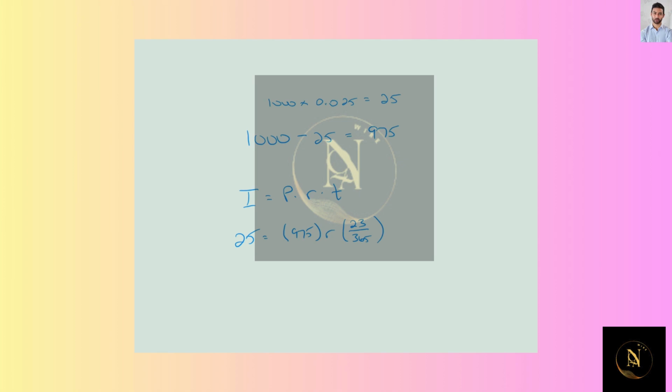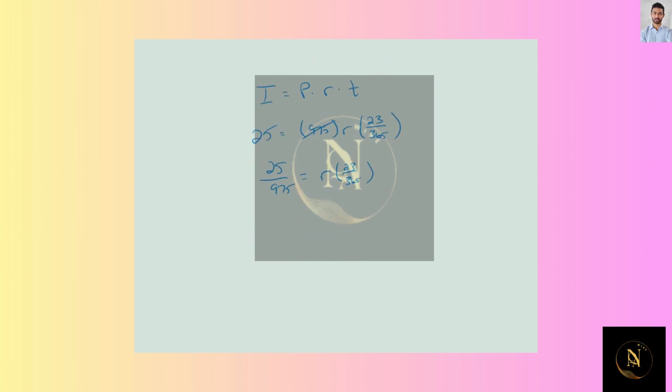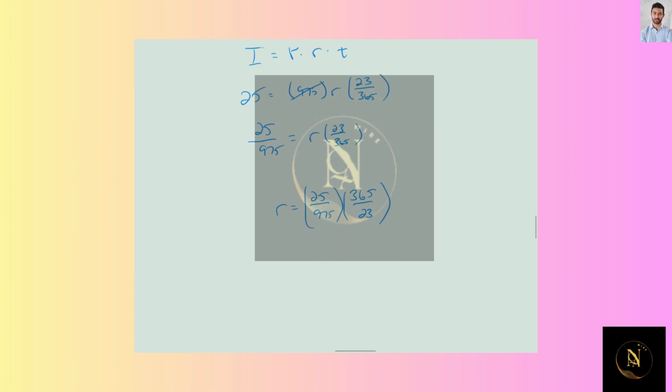So we have 25 divided by 975. If you divide by 975 on both sides, and then multiply both sides of the equation by the reciprocal, R equals 25 over 975 times the reciprocal, 365 over 23. Now I'll put that into a calculator, and that comes out to 0.4069, or about 40.69% interest.